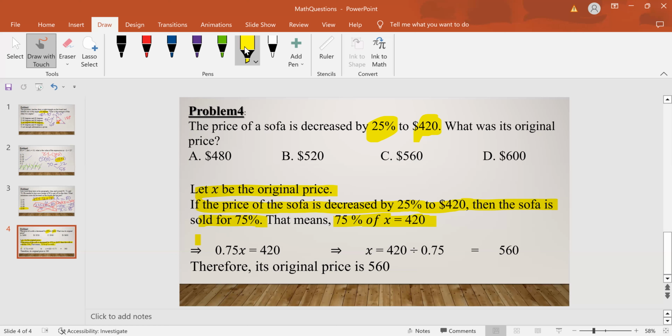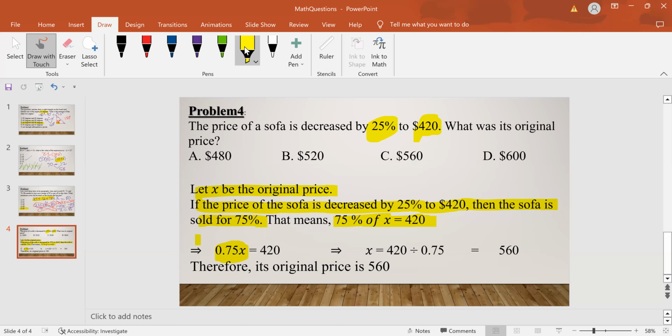In math, that means is equal to. And 75% of x means 75% multiplied by x. So we have to convert 75% to a decimal, which is 0.75, and multiply that by x, because of means multiplication. If I say I need a half of 10, that means 0.5 multiplied by 10. Or I need a third of 9, so we're going to have 1/3 multiplied by 9. So of in math means multiplication.